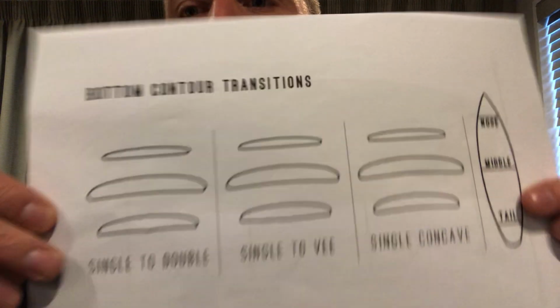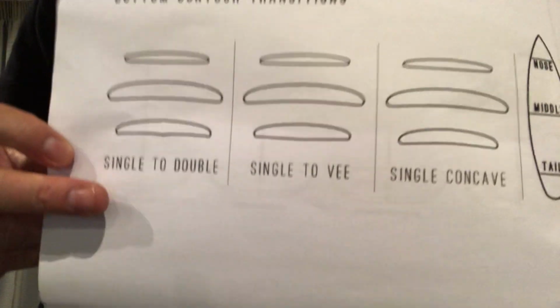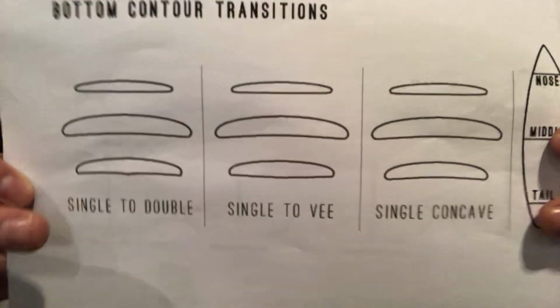So again, you don't see a lot of these features running all the way through the board. Some of the older longboards had V bottoms all the way through, but basically in the modern board we're using combinations of contours to create a desired effect. So the typical 90s bottom contour of choice would be the single to double with a V off the end.